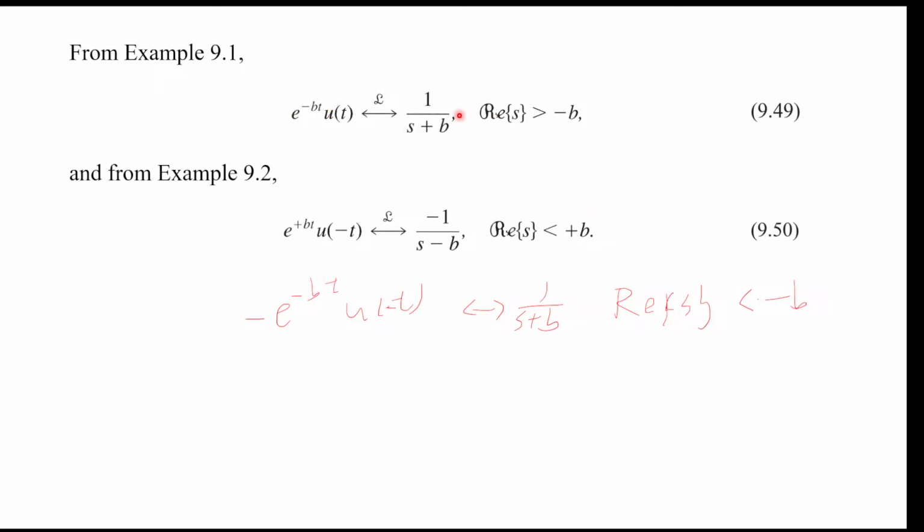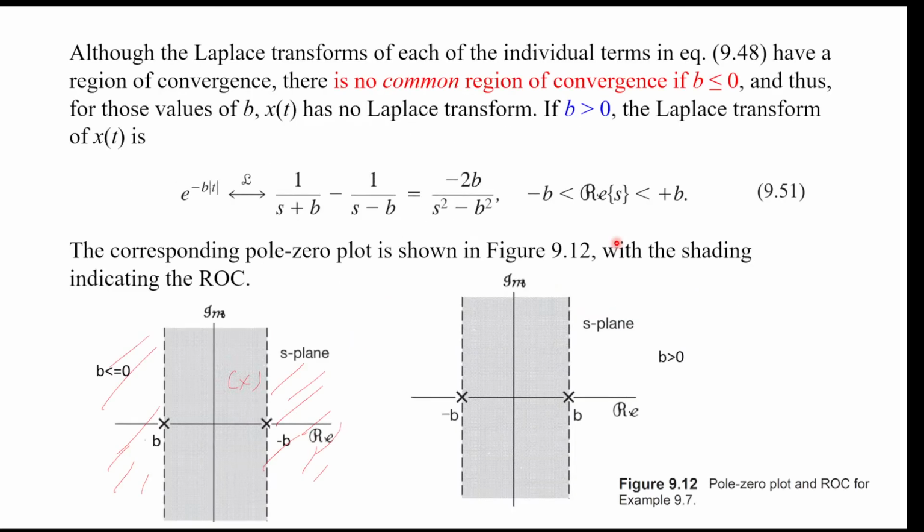So we have 1 over s plus b and minus 1 over s minus b, and more importantly, we have the ROC being real part of s greater than minus b, and real part of s less than plus b. Okay. And now we can analyze the two cases. We want to see what happens when b is less than 0 or when b is greater than 0.